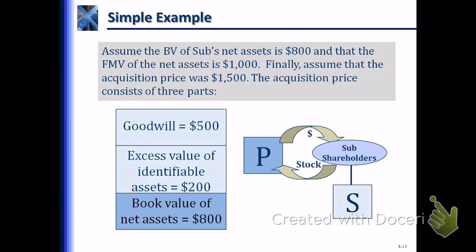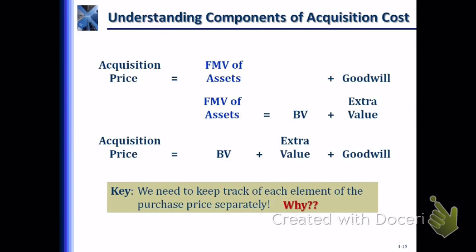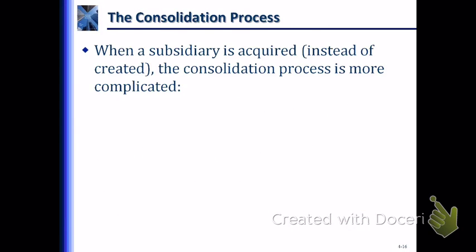Okay, so this is what I was sort of alluding to before. When they talk about it, they talk about the book value and the differential, so I don't understand why they don't just use 800 and 700, but they always like to break it out into three numbers.